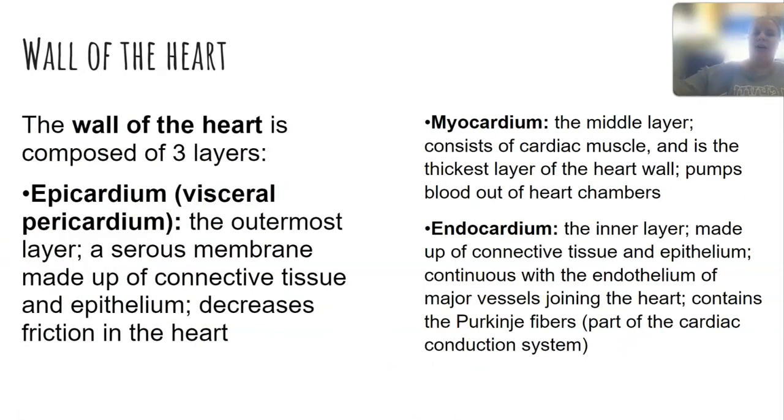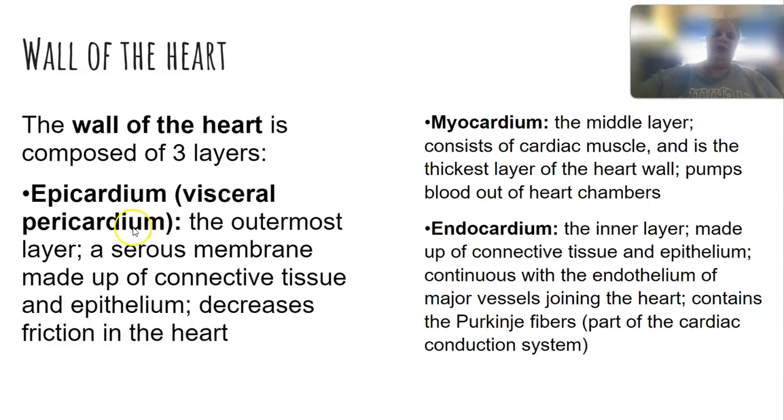So the wall of your heart consists of 3 layers. Your epicardium, or your visceral pericardium, is the outermost layer. If we're looking at this model, it has an open flap, so it would be this very thin outermost layer right here. It is made up of connective tissue. You can kind of see how that looks. This is also in class if you want to come look at it.